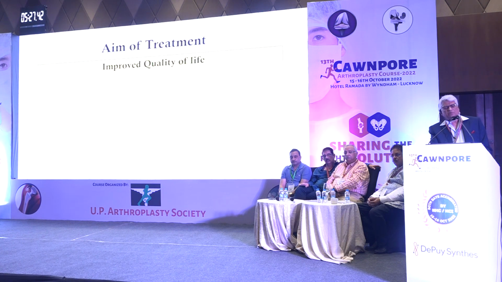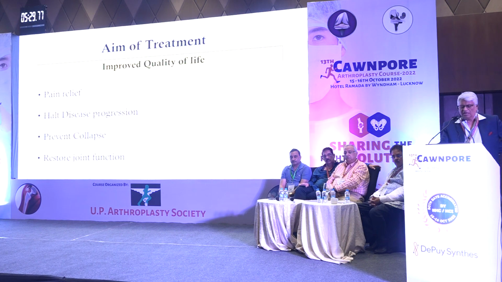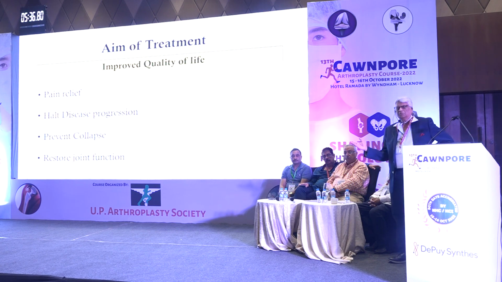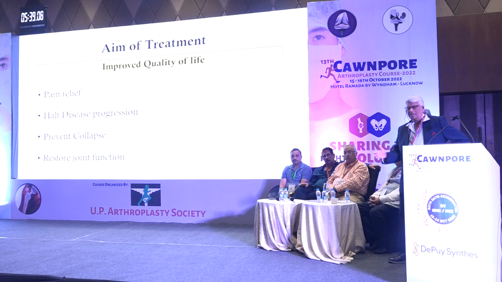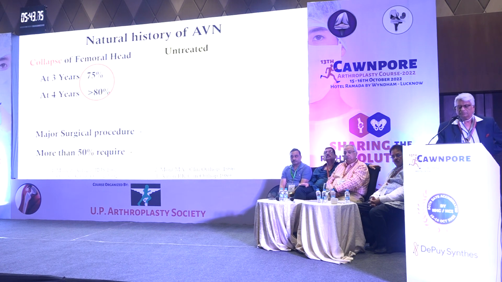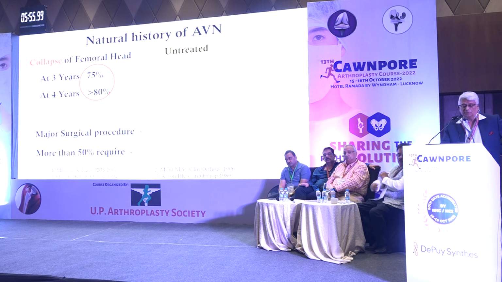And the aim of treatment, obviously, is to have improved quality of life, get pain relief, halt the disease progression, prevent collapse, and restore joint function. Whatever treatment you do, this is what you're aiming at for your patient. Is there a method? And the natural history of AVN, as we know from world literature, which you've read in Campbell or whatever book you've read, is that at 3 years, 75% of the hips collapse, and you need a major surgical procedure in half the cases when they have been untreated.